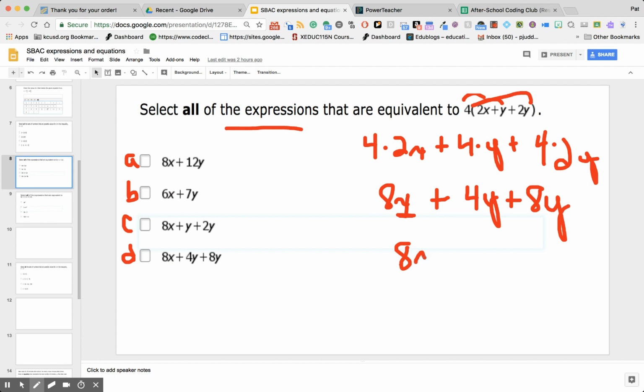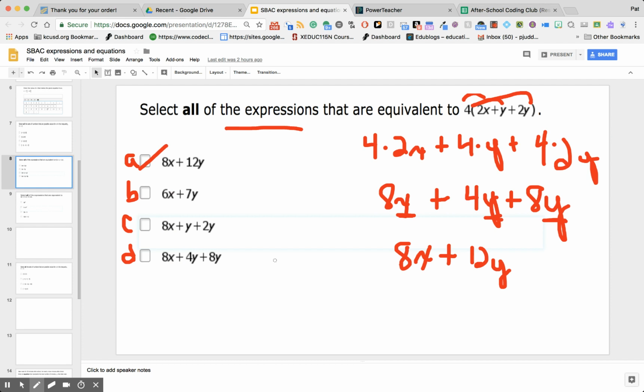So I'm just going to bring down 8 times x. But I do notice y and y. Coefficient of 4, coefficient of 8. But the variable is the same, so I can add my coefficients. 4 plus 8 is 12 times y. So I'm going to look to see, and sure enough, that one is equivalent to this expression here.